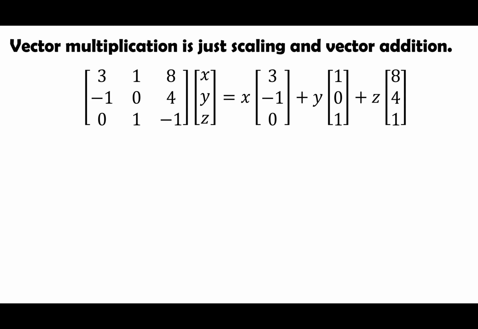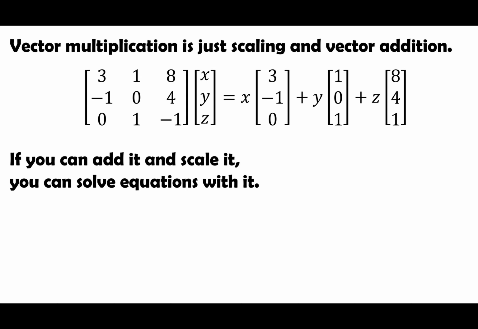So I've got a matrix, I've got a vector. What does that multiplication mean? It means you take the components of the vector and you use them to scale the columns of the matrix, and then you add them together. So that's all you need to do. You need to know how to scale and how to add. Another way to put this is that's actually all you need. You don't need any more, right?